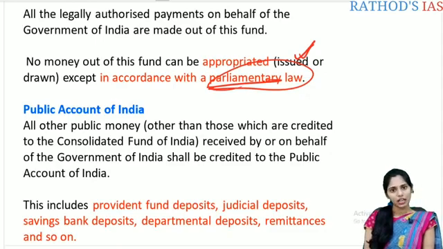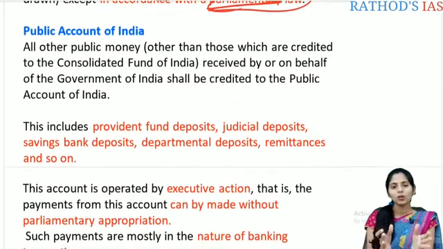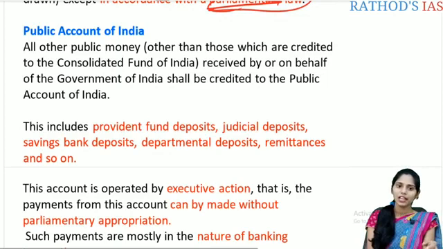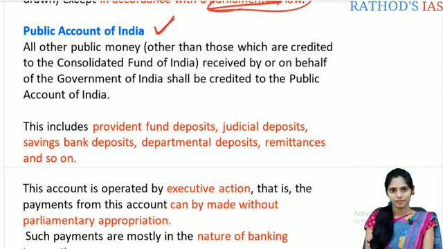And let us see the Public Account of India. The public account also includes the revenue of the government. But whatever revenue is credited in the CFI, the leftover money will be credited under this Public Account of India. All the other public money, other than that which is credited to the Consolidated Fund of India, which is received by the government or on behalf of the Government of India, shall be credited to the Public Account of India.